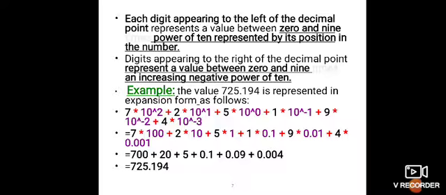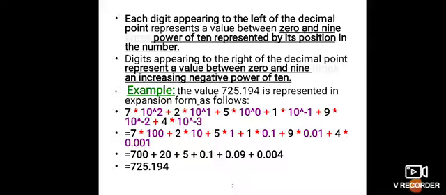Each digit appearing to the left of the decimal point represents a value between 0 and 9, multiplied by a power of 10 represented by its position in the number. Digits appearing to the right of the decimal point represent a value between 0 and 9 multiplied by increasing negative powers of 10. For example, let's take an example.